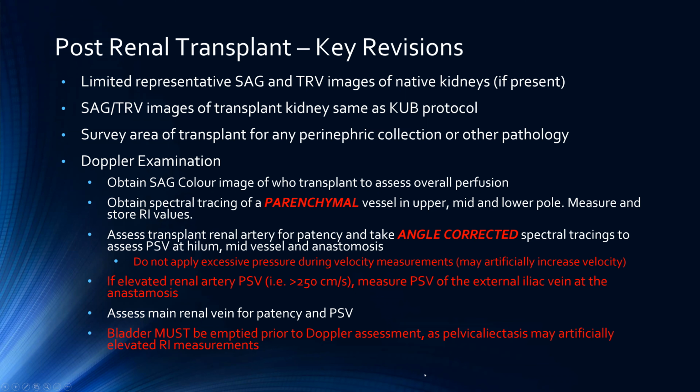So in terms of image optimization, it should be noted that it's critical to make sure that the bladder is empty before doing the Doppler assessment of the parenchymal vessels, and less important for the renal artery. But at least for the parenchymal vessels, if there is pelviectasis, this can artificially elevate the RI measurements within the parenchyma. So make sure that the bladder is empty if you do see any pelviectasis before doing any parenchymal vessel assessment.